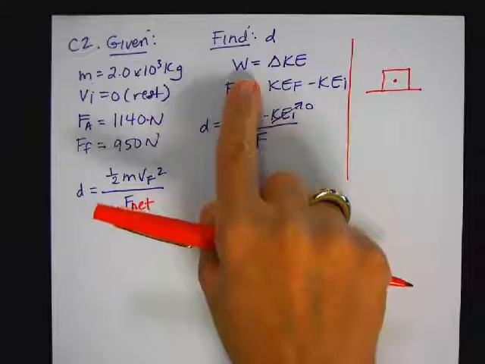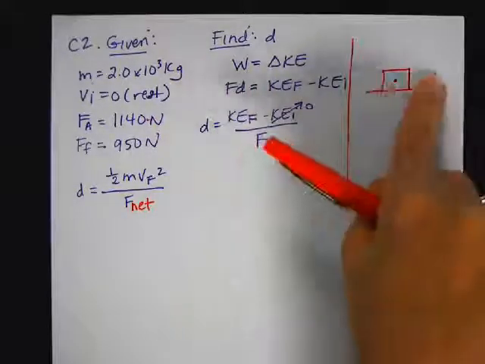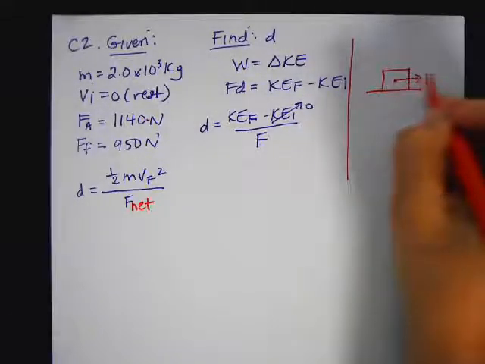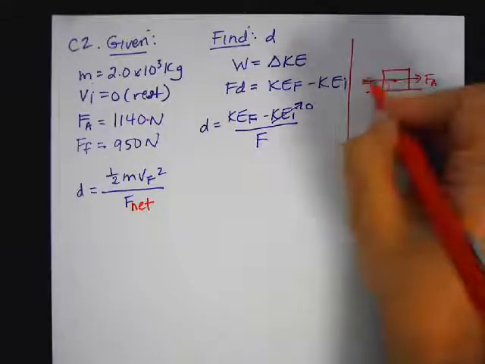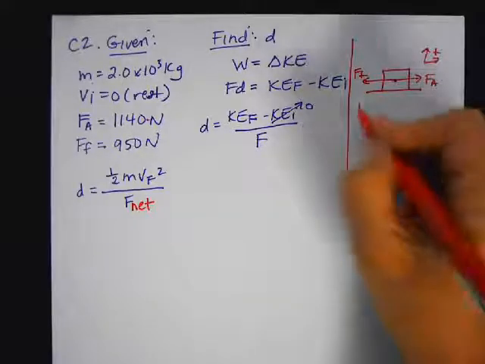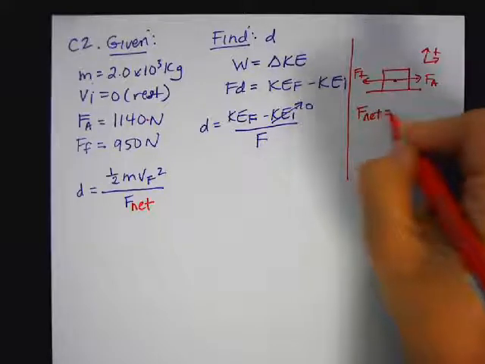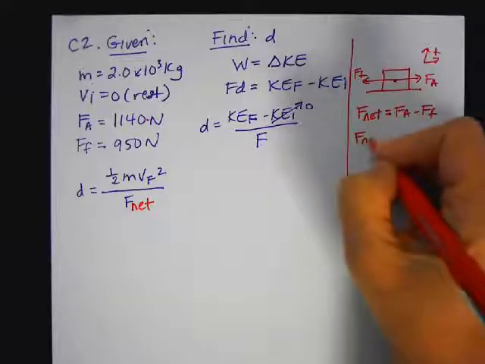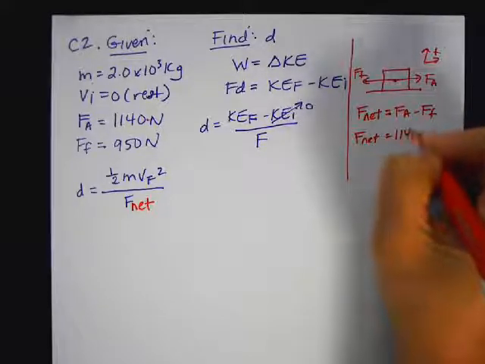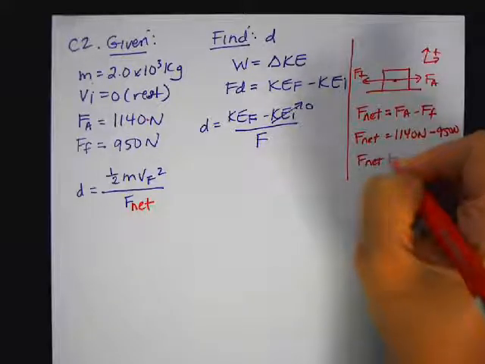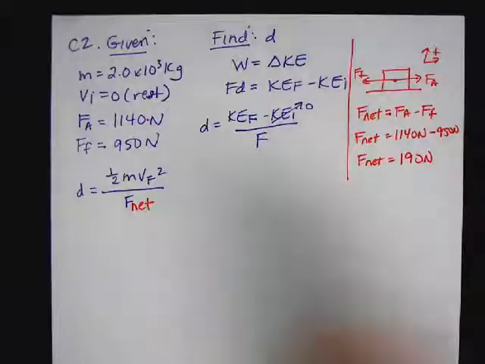Because remember, work is only done in the direction an object moves. So if an object is moving horizontally, we just want the net horizontal force. So I have FA minus FF. There's my sign convention. So my net force is just the applied force minus the frictional force. So my net force is just going to be 1140 minus 950. So my net force is just the difference, which is 190 newtons.